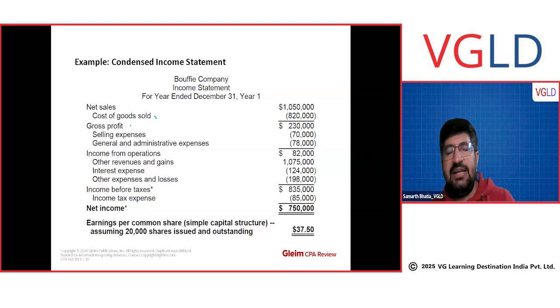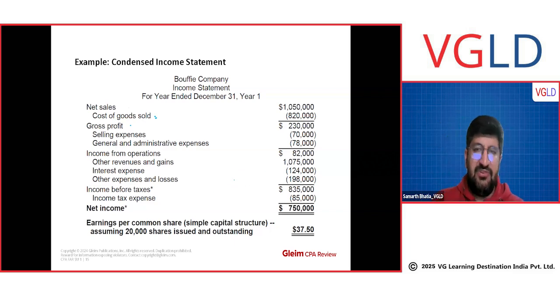We add the other gains and incomes, other revenues and gains, and we deduct the other expenses and losses. After deducting the interest expense, we get the income before taxes. And out of income before taxes, when I deduct the tax expense, I get the net income. That should be divided by 20,000, which is the number of common shares outstanding, and I get the EPS, earnings per common share.